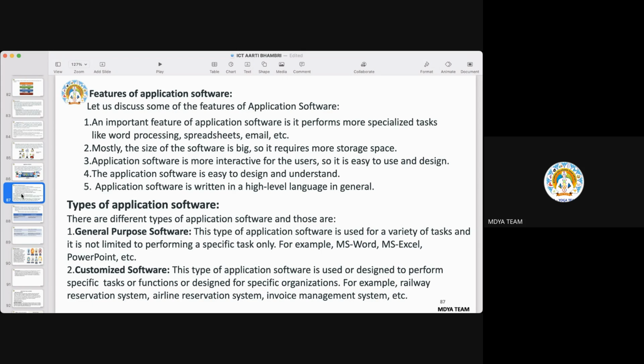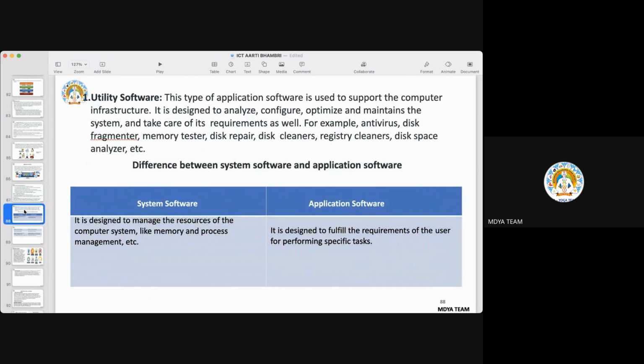And customized software is again a type of application software, but it is designed to perform specific big tasks or functions for specific organizations, like a railway reservation system, an airways reservation system, or an invoice management system. In the education sector you need software to maintain a students database, teachers database, or for library purposes. So there are various types of customized software also.